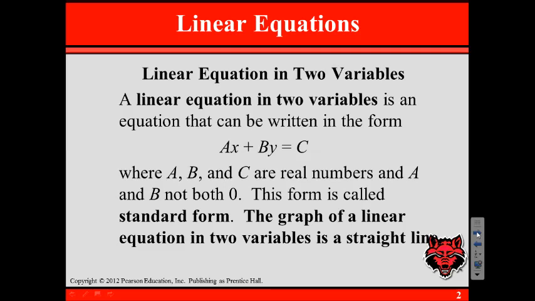It's also important to know that the graph of a linear equation in two variables is a straight line. Now, in order to form a straight line, this is important to know, you must have 2 points. If you do not have at least 2 points or two ordered pairs, you cannot form a straight line. Not a unique straight line anyway.